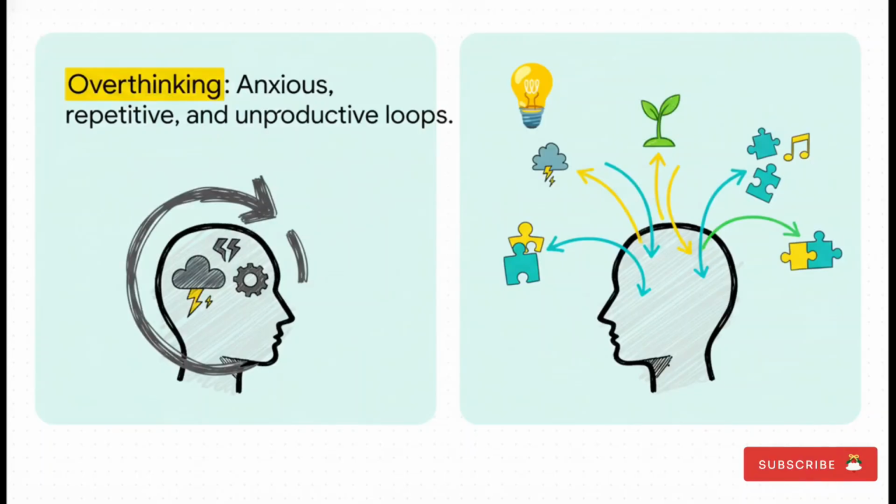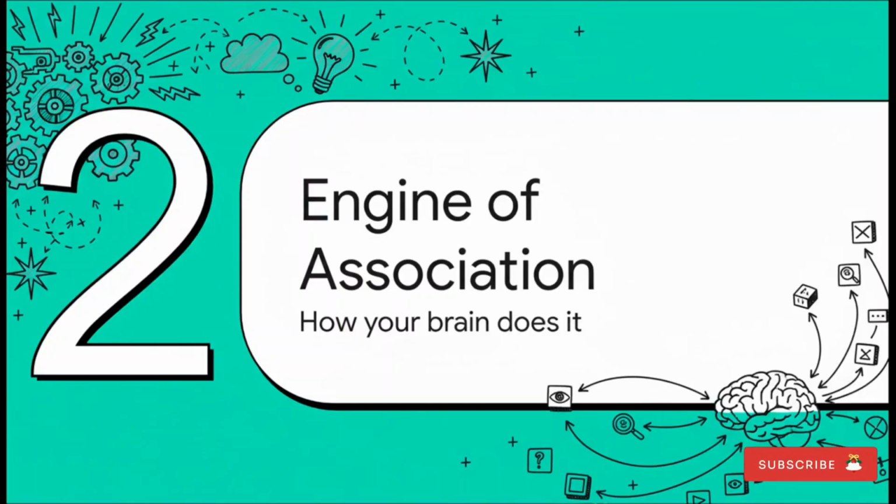And this is such an important distinction to make. You see, overthinking, that tends to be anxious, repetitive. It gets you stuck in these useless loops that just go nowhere. But associative integration, that's the complete opposite. It's insightful. It's about connecting things. It's this creative, generative process that actually builds new ideas instead of just spiraling. So, how does your brain actually do this? What's the engine that's driving this incredible ability to connect all these different ideas? Let's take a look at the actual cognitive machinery behind it all.